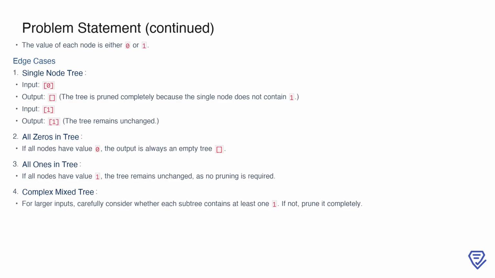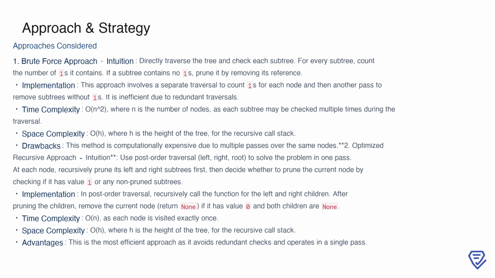Any subtree without a 1 will be pruned completely. To solve the binary tree pruning problem, we first considered two main approaches. The brute force approach is straightforward but inefficient. Here, the idea is to traverse the tree and, for each subtree, count the number of ones it contains. If a subtree has no ones, we prune it by removing its reference.